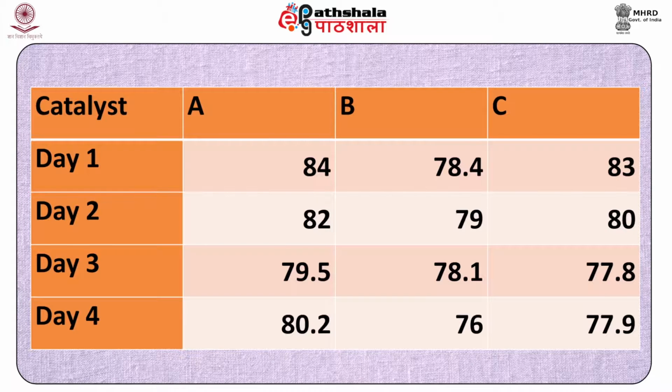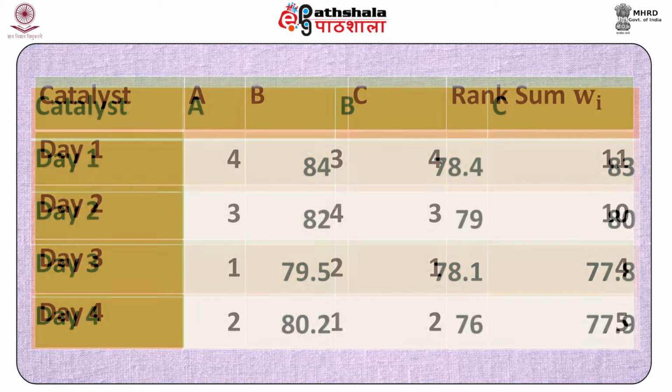The critical value of chi-square at 2 degrees of freedom is 5.99 at 5% level of significance. Since the calculated value is higher than the critical value, we reject the null hypothesis and we can conclude that catalyst affects efficiency after controlling for the day.